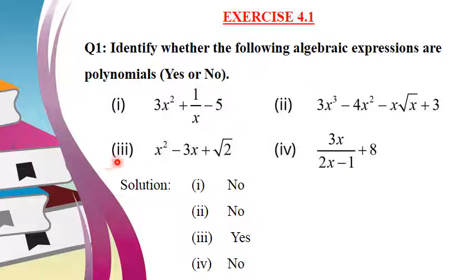Okay. And the third one, x square minus 3x plus square root of 2. We are observing that all the variables have a positive exponent, so it is a polynomial. In the fourth one, 3x divided by 2x minus 1 plus 8, we are observing that there is a denominator with x, and when I will take it to the numerator, it becomes a negative exponent. So it is again not a polynomial.